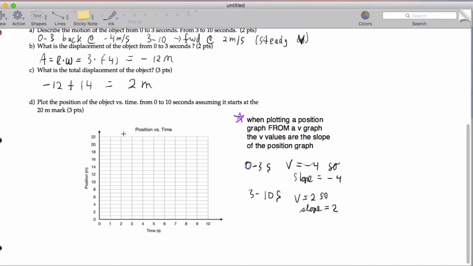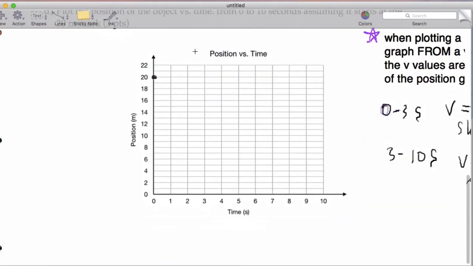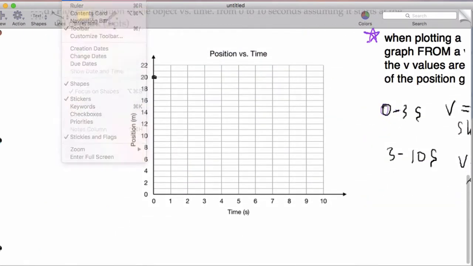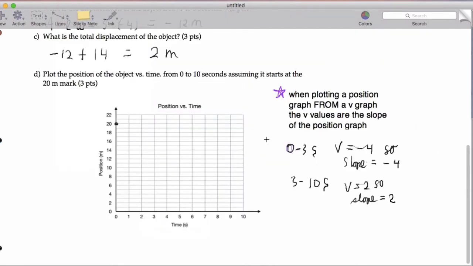So I'm starting from 20, so I'm going to start here. And I'm going to just blow this up so you can see a little bit better. Oh my goodness, I blew it up too much. All right, so there we go. So I'm going to go over 1 and down 4 to 16. Over 1, down 4 to 12. Over 1, down 4 to 8. So that's the first part. And I'll give you rulers on the test, but this is how we sketch that in.